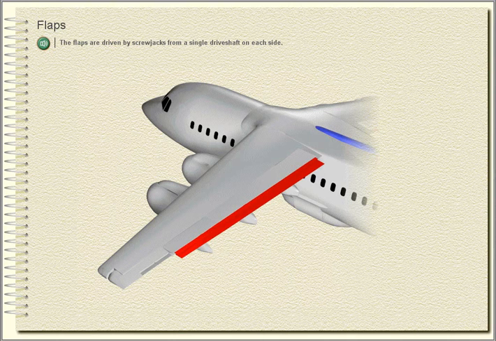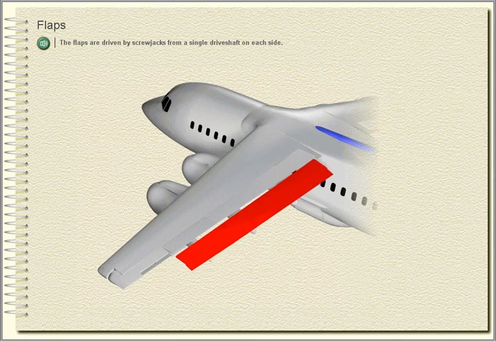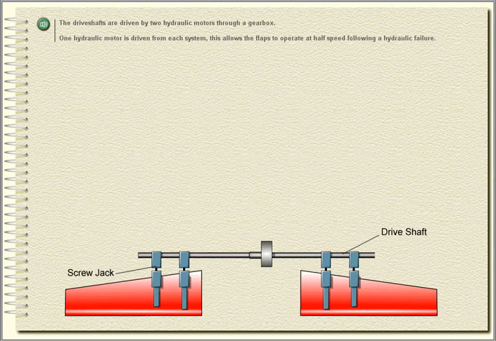Flaps. The flaps are driven by screw jacks from a single drive shaft on each side. The drive shafts are driven by two hydraulic motors through a gearbox. One hydraulic motor is driven from each system. This allows the flaps to operate at half speed following a hydraulic failure.